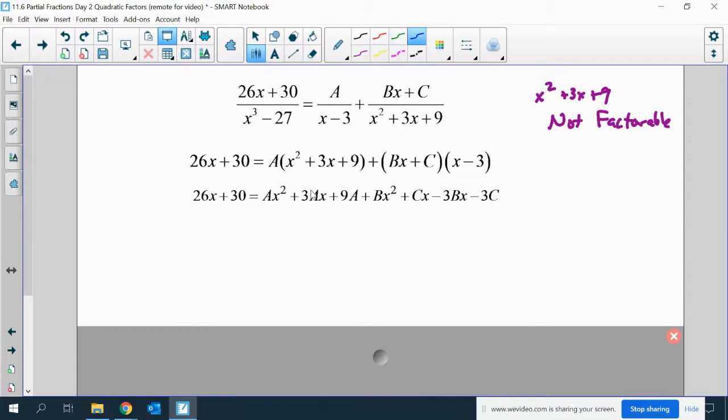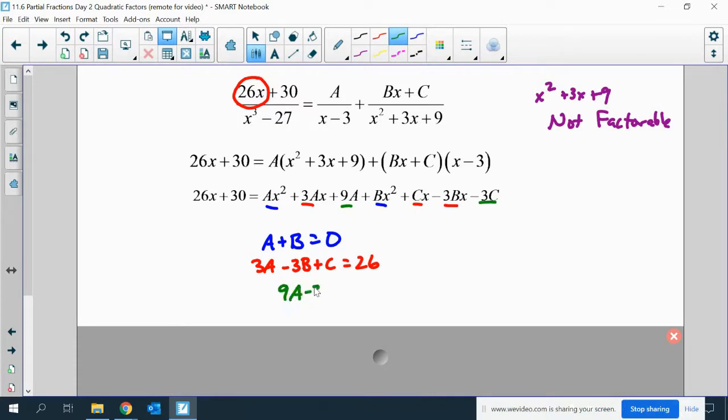And so then what I want to do is group the things. So a plus b is x squared stuff, and that equals 0. Then I have 3ax and cx and minus 3bx. So I have 3a minus 3b plus c, and that has to equal 26 because those are all coefficients for x. Then I have 9a minus 3c, so 9a minus 3c must equal 30.